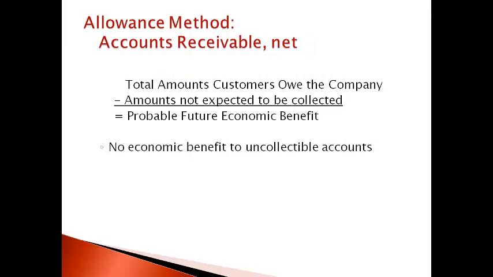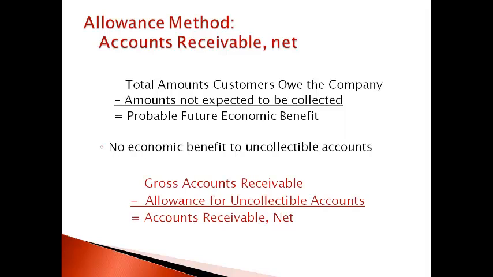The allowance method reports accounts receivable net of the estimated amounts not expected to be collected. The net amount represents the probable future economic benefit to the company. This is the amount that is expected to be exchanged in cash for this asset. There is no economic benefit to uncollectible accounts. The allowance account is a contra asset account, which reduces accounts receivable on the balance sheet.